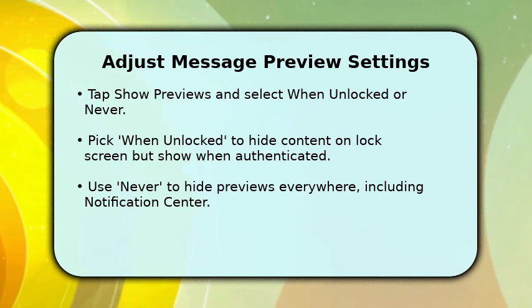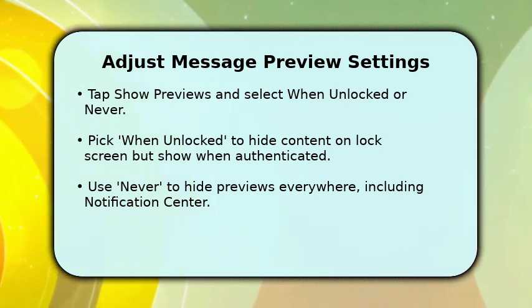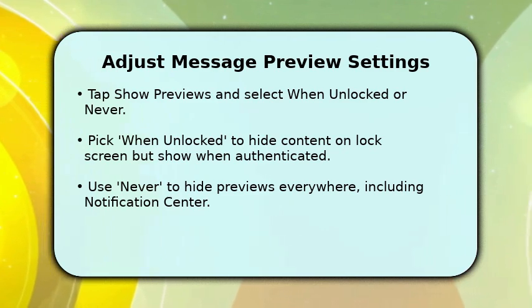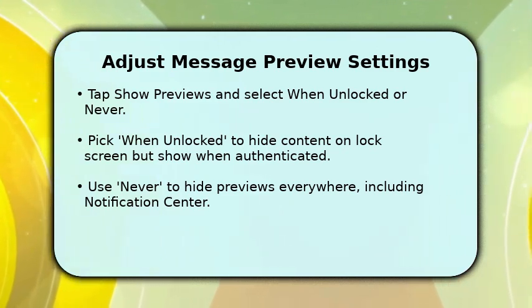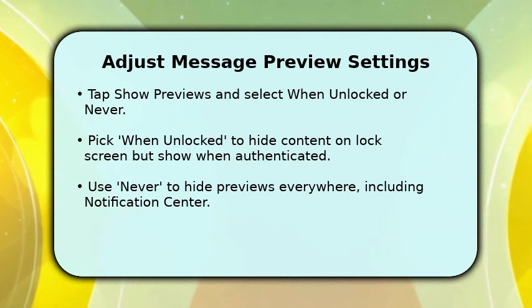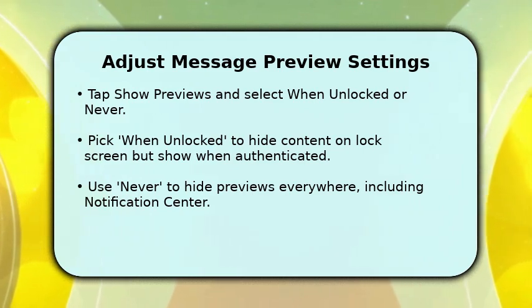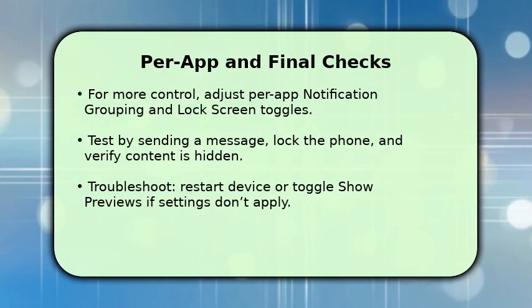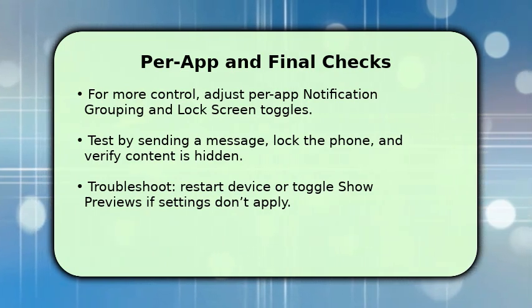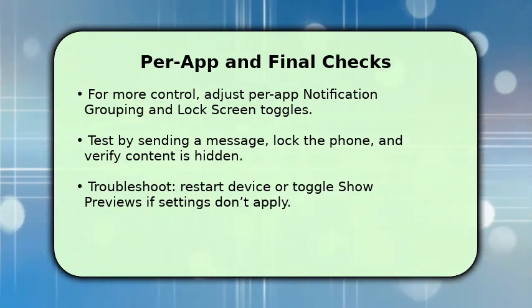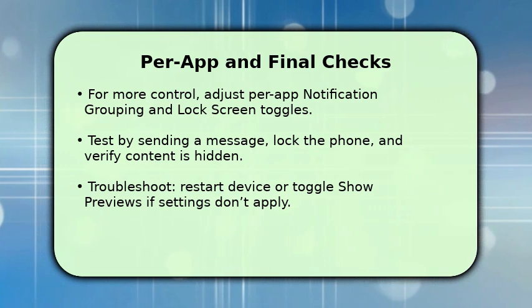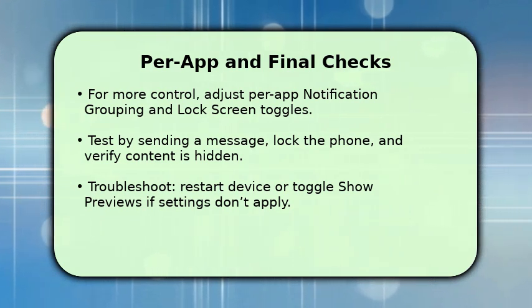Selecting Never removes previews entirely, keeping content private in all contexts, but requiring you to open the app to read messages. Make sure to test with a short message so you confirm behavior before relying on it. Finally, repeat per-app adjustments if you need different behavior across apps. Go back to Notifications and fine-tune each app's lock screen and banner settings.